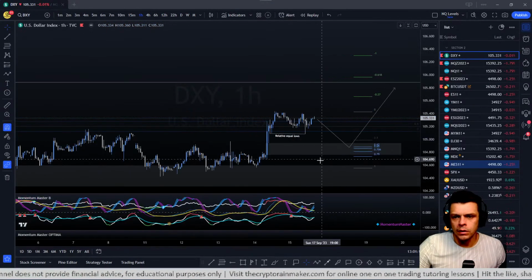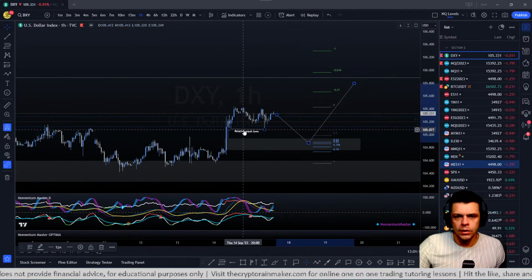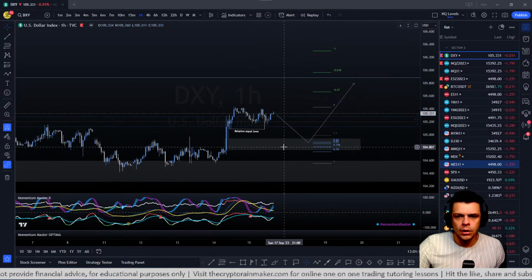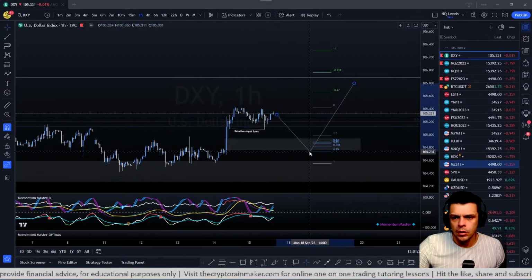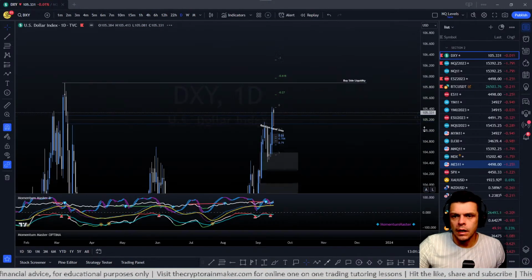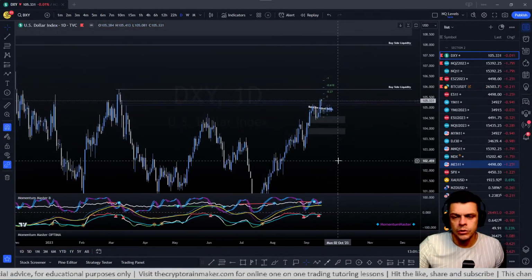So the 1 hour and the 4 hour suggest a retrace, but to knock out these relative equal lows. So the sell side below the lows, reprice the fair value gap, bounce potentially out of the OTE area, and then continue to the upside and go for those highs that we identified on the higher time frame.